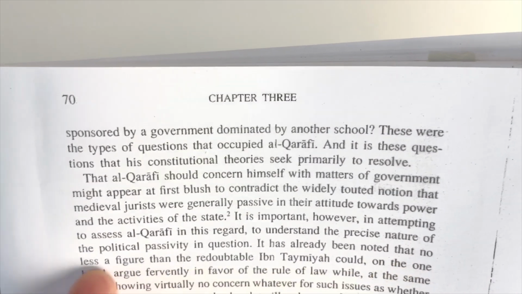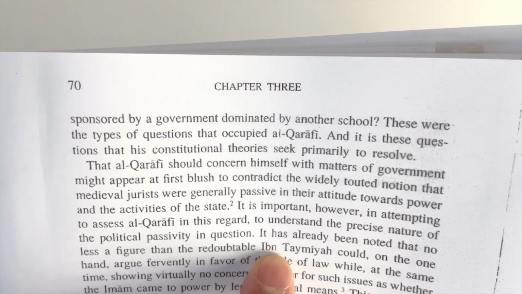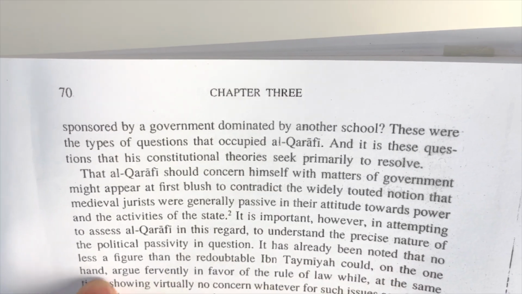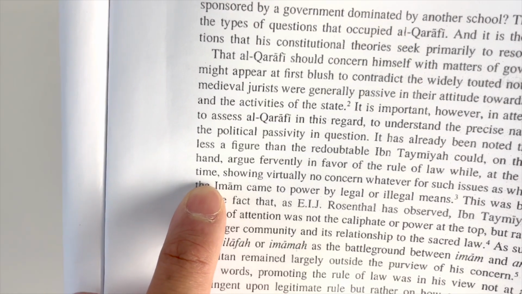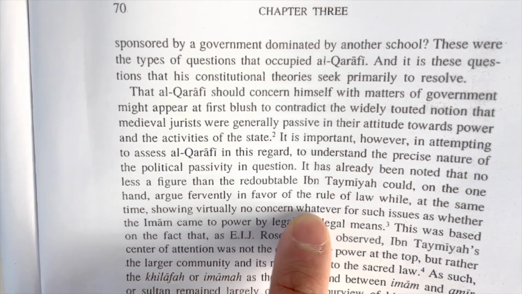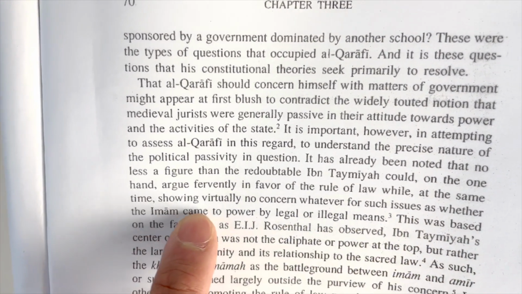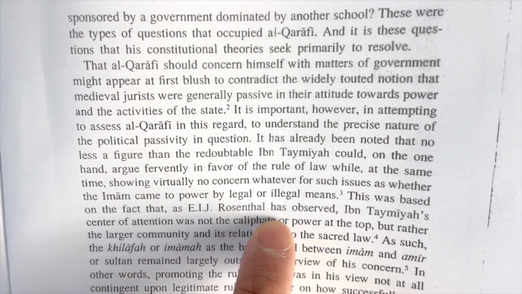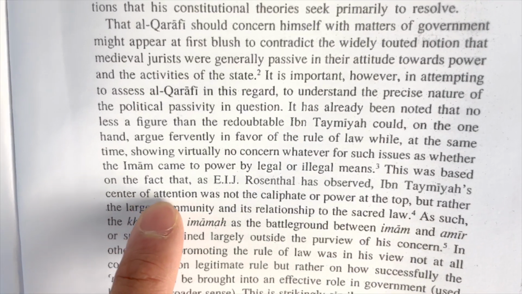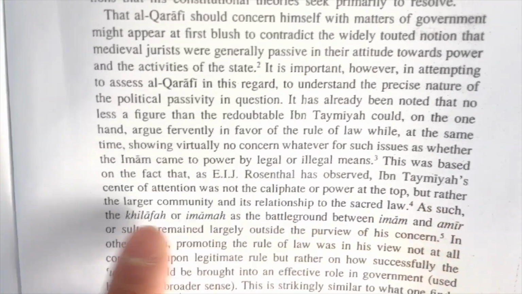It had already been noted that no less a figure than the redoubtable Ibn Taymiyyah could, on the one hand, argue fervently in favor of the rule of law, while at the same time showing virtually no concern whatever for such issues as whether the Imam came to power legally or through illegal means. This was based on the fact that, as E.I.J. Rosenthal has observed, Ibn Taymiyyah's center of attention was not the caliphate or power at the top, but rather the larger community and its relationship to the sacred law. And he discusses this further in detail.